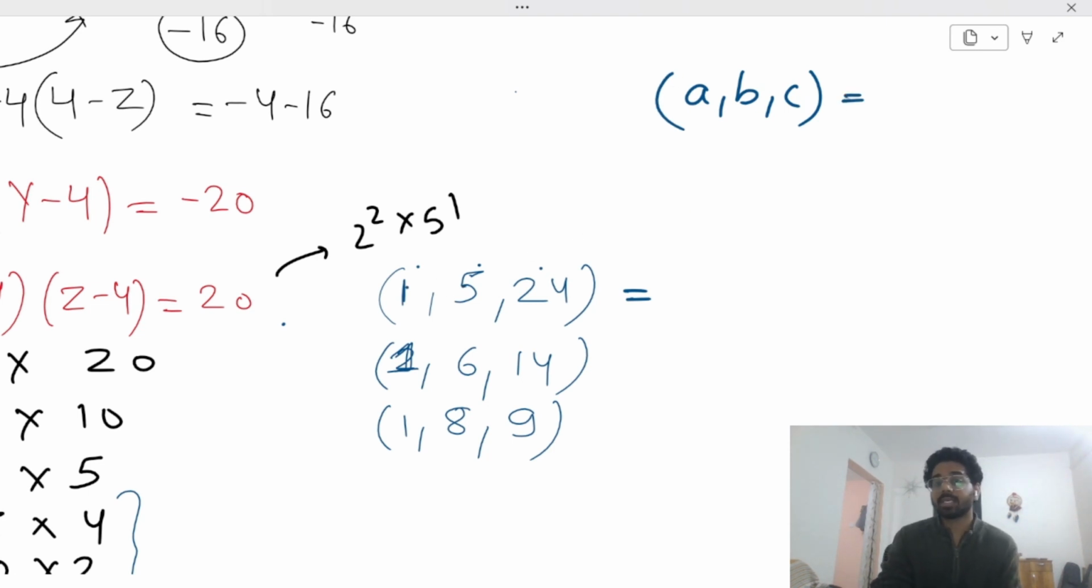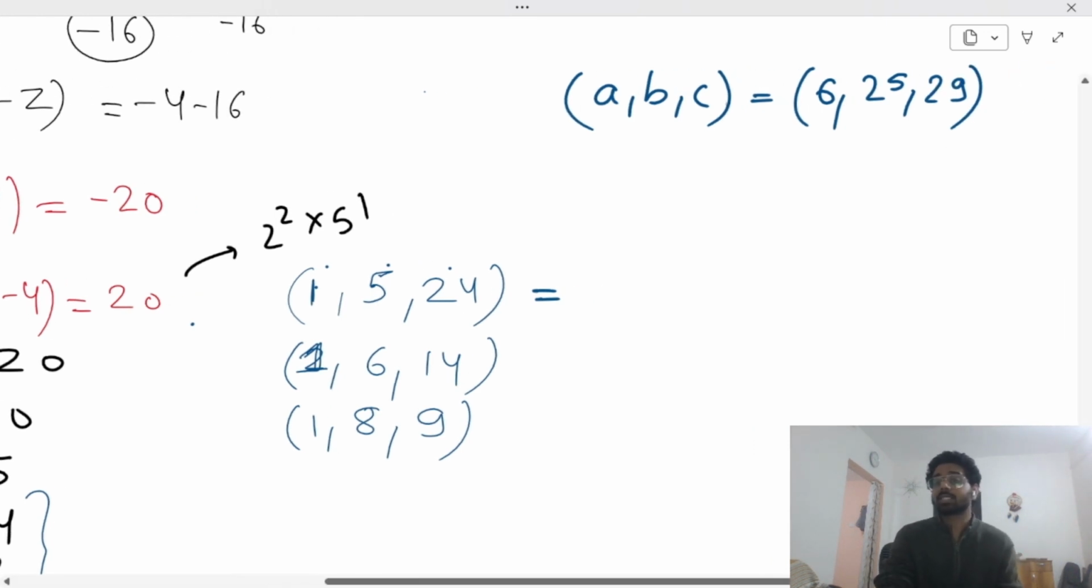1 plus 5, 6. 1 plus 24 is 25. And 5 plus 24 is 29. And we have to make sure that the sum of two sides should be greater than the third side, which is satisfied over here. You can cross check.